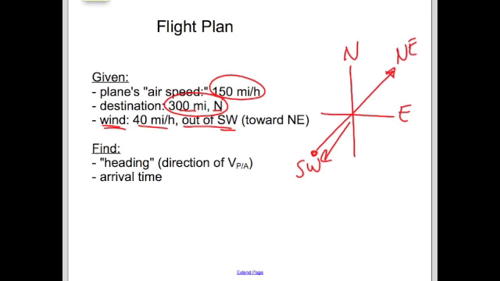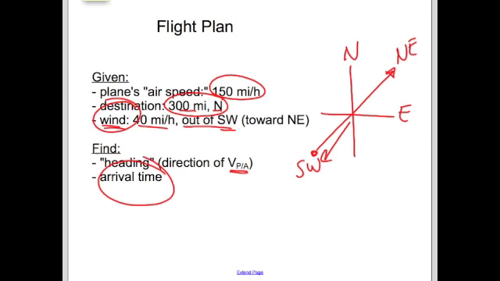Now, usually what we want to find is what direction do we aim our airplane? You might guess, well, if I want to fly north, wouldn't I take my airplane and direct it north? And the answer is no, because you have to compensate for the wind. And therein lies the problem. The heading is basically the direction of the velocity of the plane relative to the air. So what direction do I point my airplane in? The other thing I want to know is, when am I going to get there?